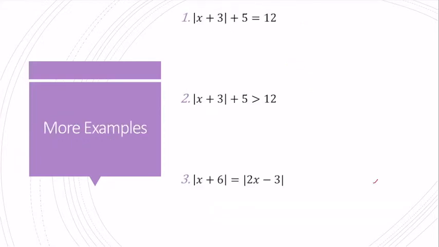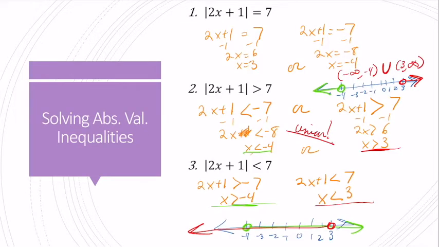And means I'm looking for the intersection. So I'm going to take the intersection of these two. That's where both red and green are touching, which is from negative 4 to 3. And that is my solution set.